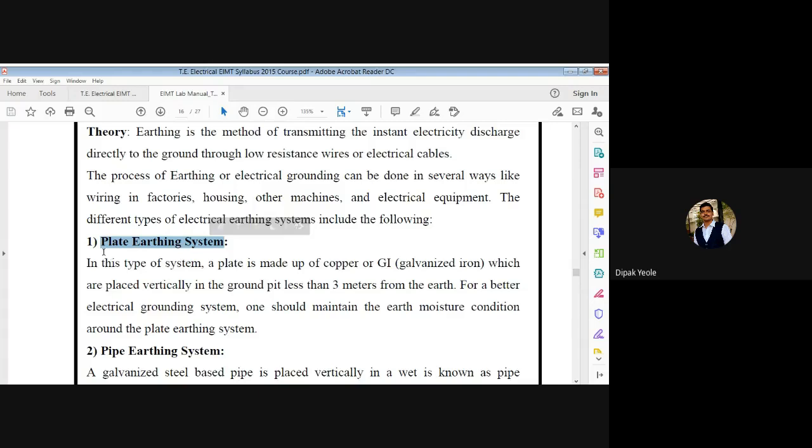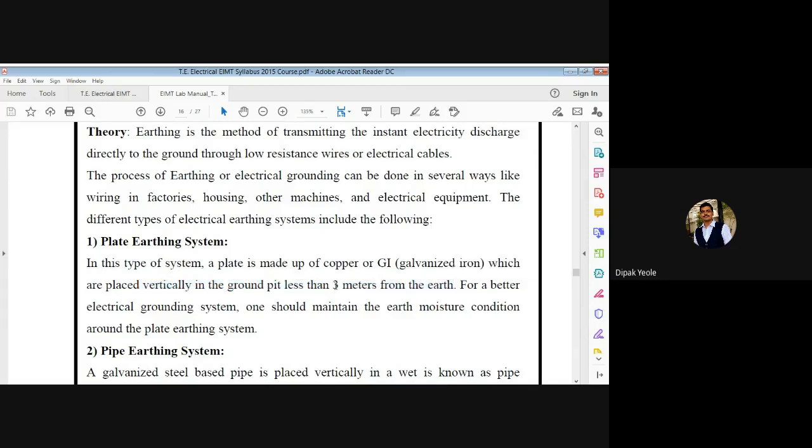Here I am not putting all the things as per that discussion. In simple words, I will try to write the theory part of plate earthing. In this type of system, a plate made of copper or GI, galvanized iron, is placed vertically. That is important. Vertically, we have to place it in a ground pit less than 3 meters deep from the earth.